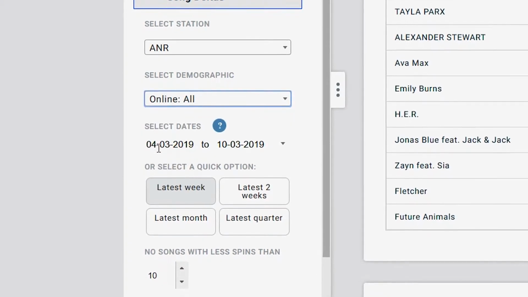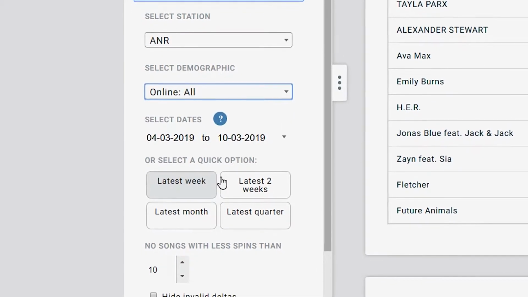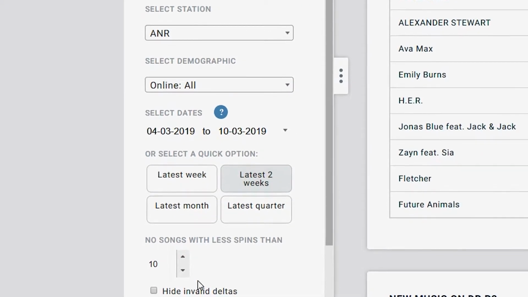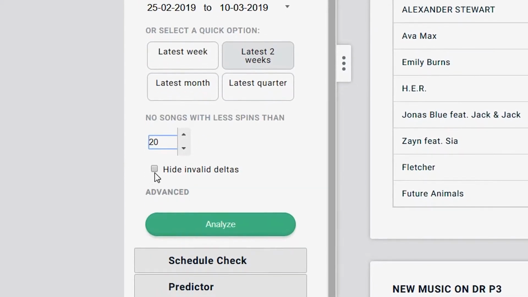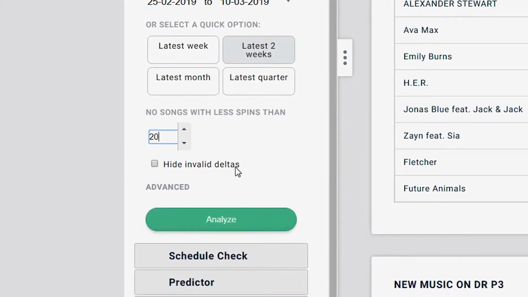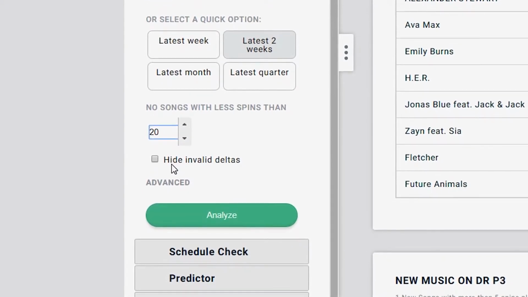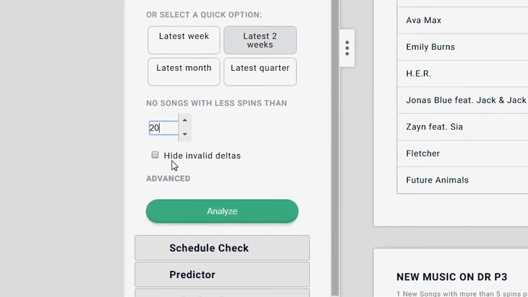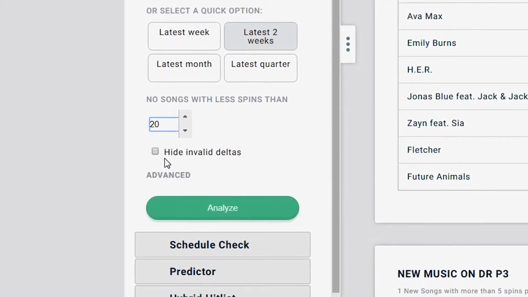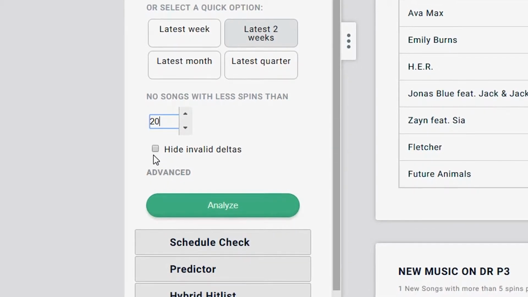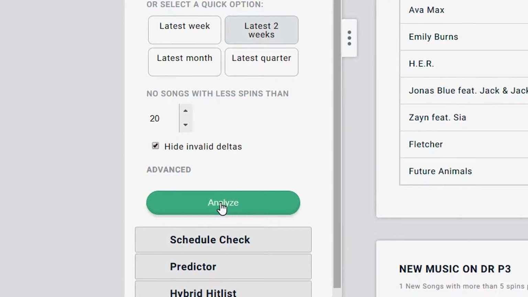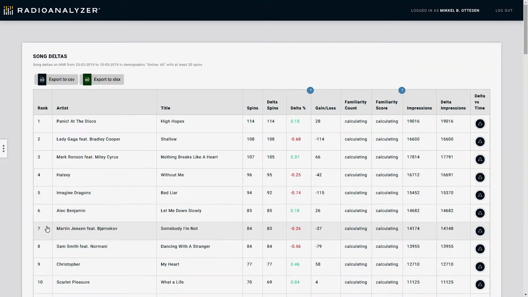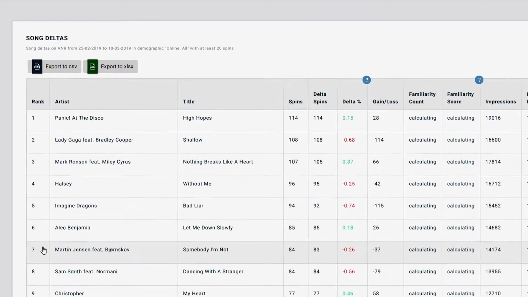Let's do online all, and then you select a time range that you want to use, or do a quick date here. Let's do the latest 2 weeks, and maybe do songs played more than 20 times. Before you can hit analyze, you need to answer the question if you want to hide the invalid deltas. Invalid deltas are songs where we've been able to make a measurement, but it isn't statistically valid because enough respondents haven't listened to it. I always tick this box so I know what I get, which is valid calculations. And then when I hit analyze, I get a music test of the last 2 weeks, songs played more than 20 times in this case.